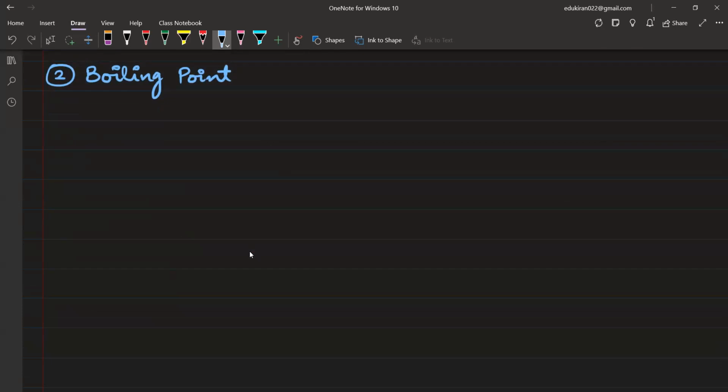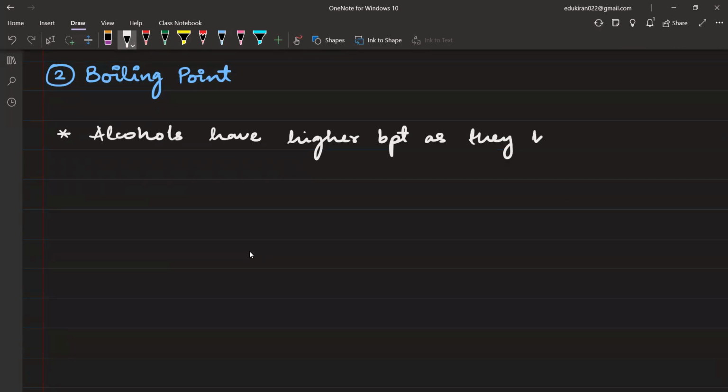In boiling point, please write. First point. Alcohols have higher boiling point as they have hydrogen bonding. As they have hydrogen bond.